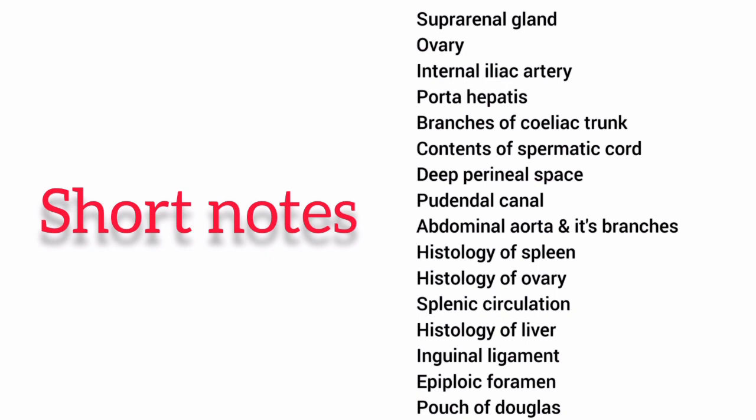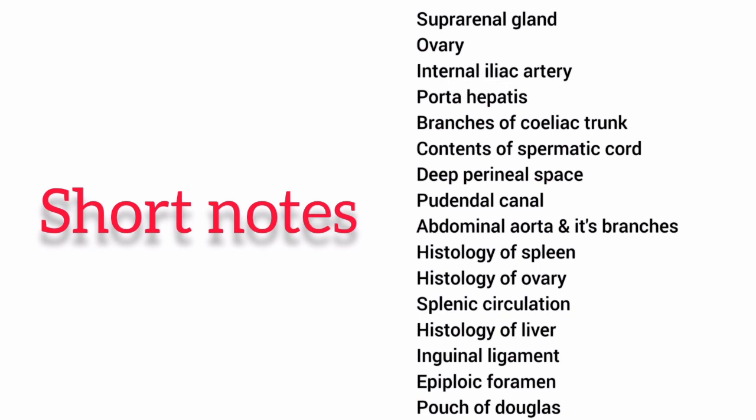The branches of celiac trunk is important from theory as well as viva point of view, along with its diagram. The contents of spermatic cord is the favorite question of examiners and should be on the tip of tongue of every student. It is important for viva as well as theory, along with the diagram. In the deep perineal space, it is as important as superficial perineal pouch with the boundary, content, clinical correlation, along with its diagram. Pudendal canal is important in its clinical aspect as in the surgery of hydrocele, local anesthesia is given there. Its content, extent, location, and diagram are also important.